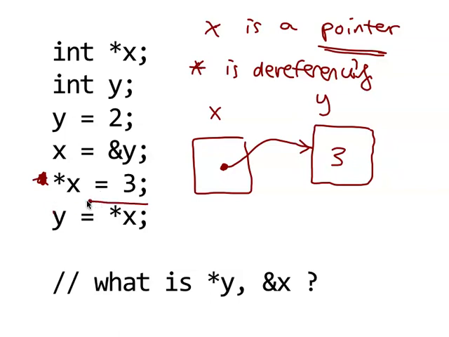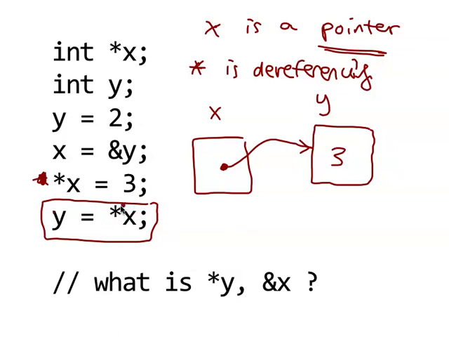Okay, now let's look at the last statement. The last statement says y equals star x. Okay, y equals star x. So now the star x doesn't appear on the left hand side, it appears on the right hand side.